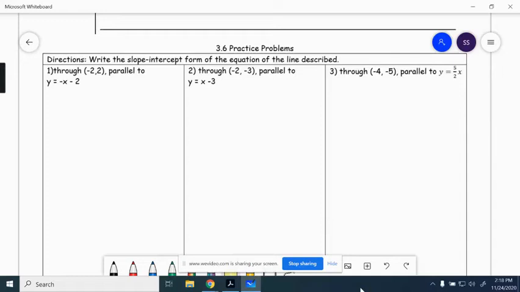Okay, this is 3.6 slopes of parallel and perpendicular lines. Taking a look at the practice problems today.